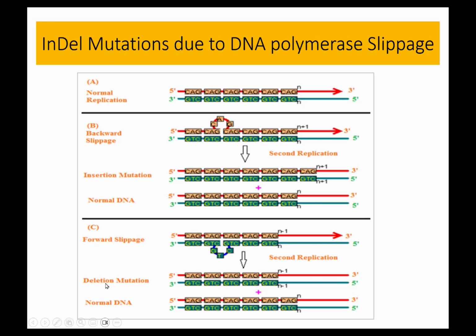But I'm not going to ask you a question on what does forward do, what does backwards do, obviously. I'm expecting you know that. I'm going to ask you the outcome. What is the outcome of this slippage after 2 rounds of replication? How many cells will have deletion? How many cells will have wild type? How many will have insertion? How many wild type? So that's the way I want you to think of this slide when you're preparing for the exam.